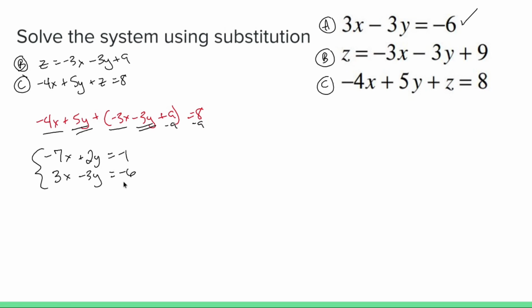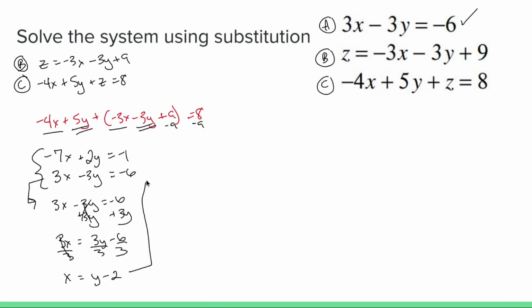Now, going with the spirit of substitution, I'm going to use substitution to solve this system of equations. Why don't I take the bottom equation and solve it for X? That might be easier. Let me just rewrite it: 3X minus 3Y equals negative 6. If I solve for X, I'm going to add 3Y to both sides. 3X equals 3Y minus 6. Divide everything by 3. X is going to equal Y minus 2.